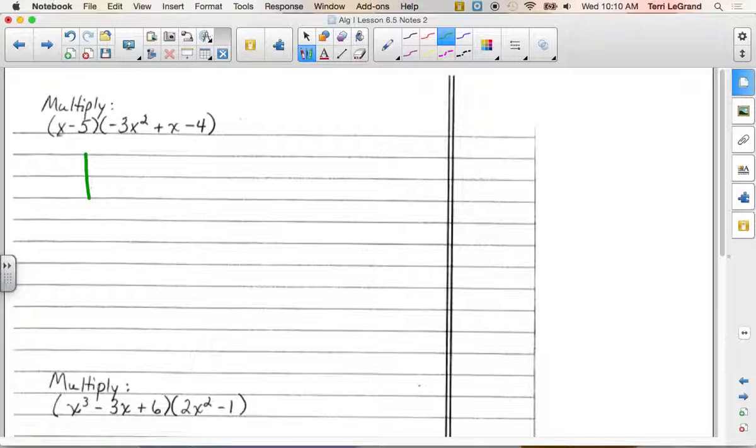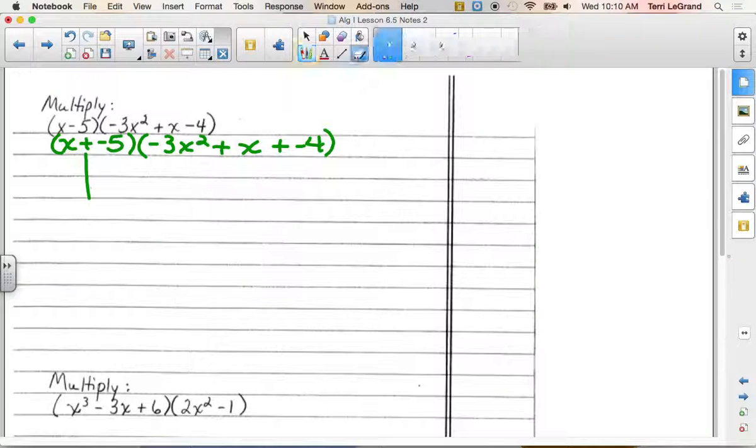Let's start with this first. Let's change this to x plus a negative 5, and our other polynomial has one subtraction in it also, so let's change that. Now, I need to move that down a little bit. I don't want it to be right there. I'm going to come down here with it.